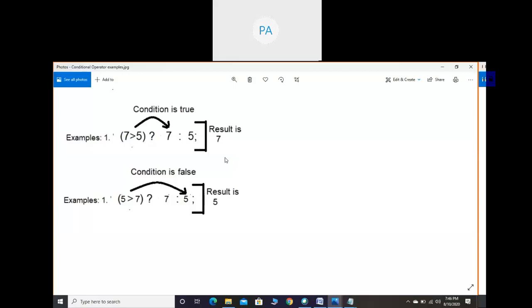Because while explaining, you said it will take the first result as one, and the second as result two. Not sure if I have followed it right, but what I thought is, if it is 5 and 7, vice versa. If I've written 7 greater than 5, question mark.